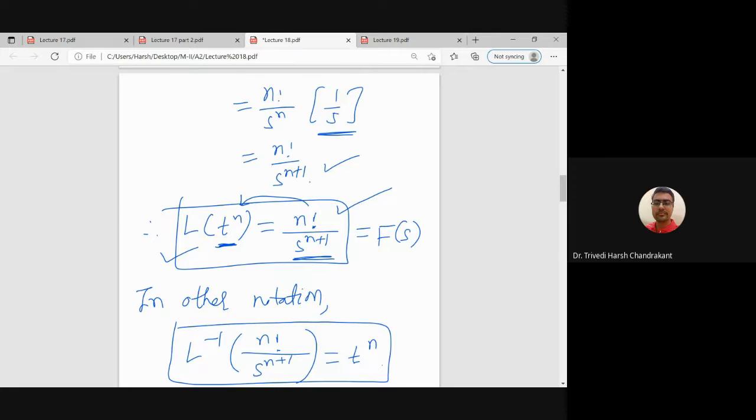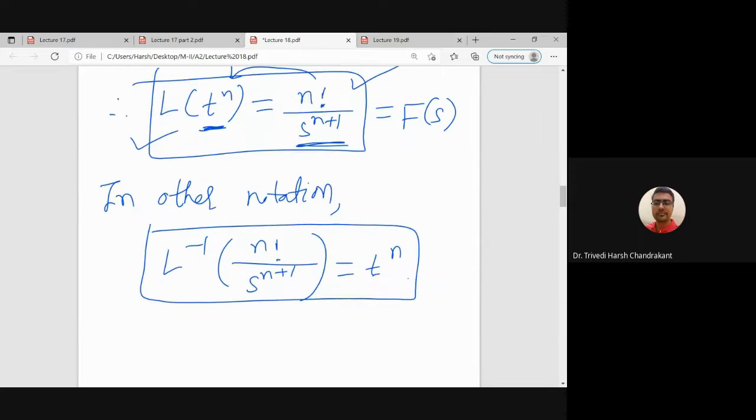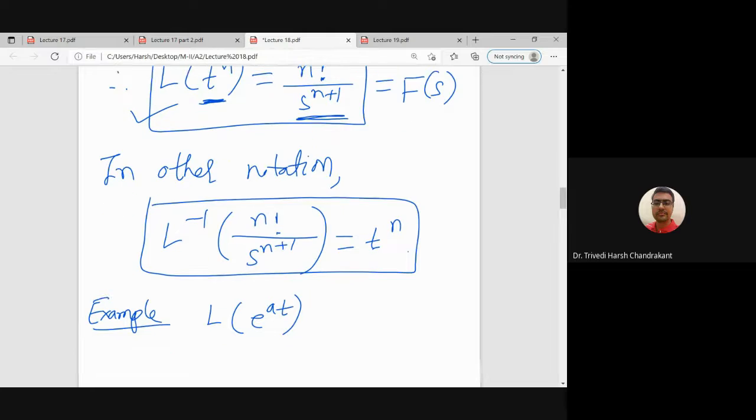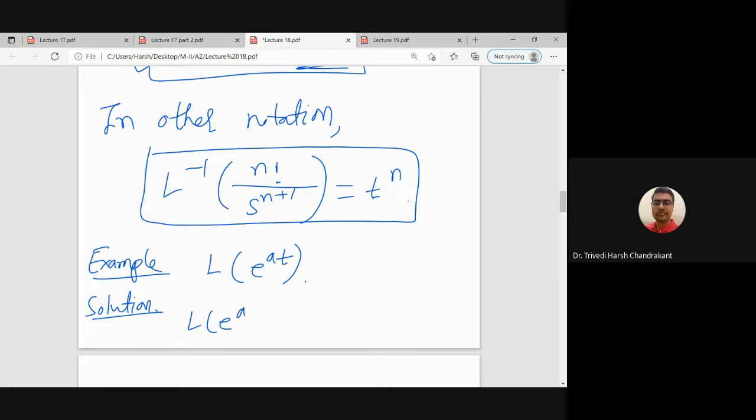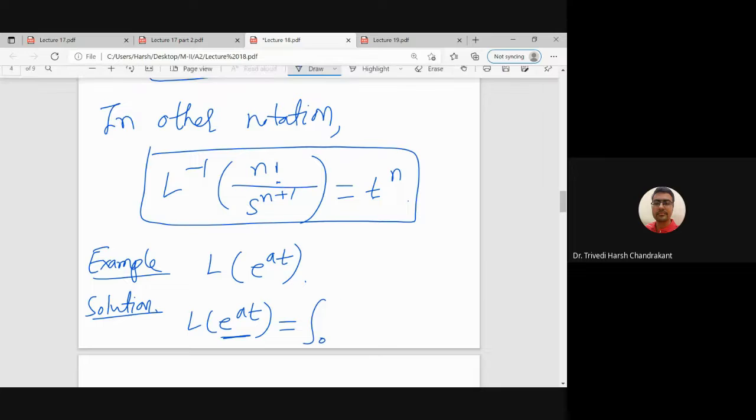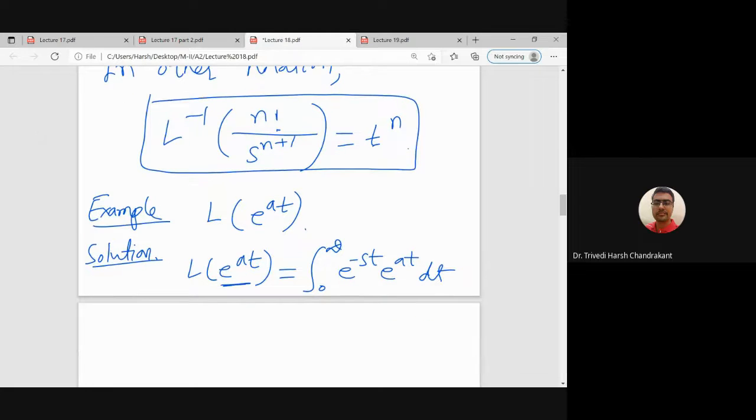So for simple functions, we can find the Laplace transform in this way. Let us see some more basic examples. The simplest example: what is the Laplace transform of e power at? Whenever we find the Laplace transform of this function, this is our f(t). So just substitute the integral from 0 to infinity of e power minus st times f(t) dt. Combining the powers of e, we will get e power a minus s t dt.